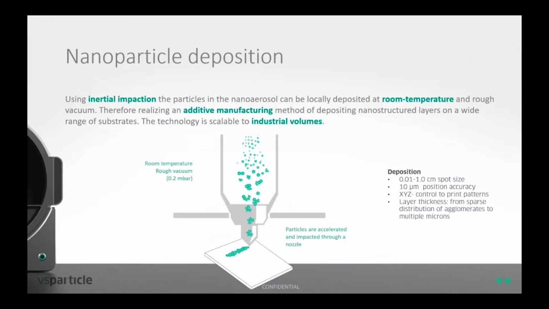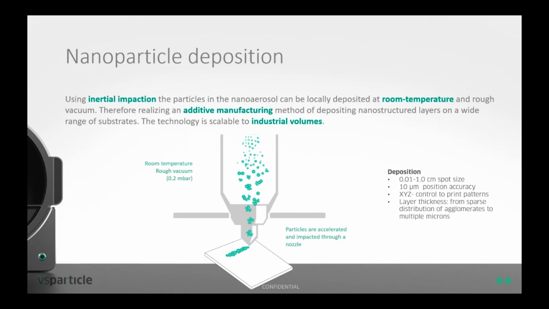Hi, so the nanoparticle deposition is based on inertial impaction. As you can see on the top of the vacuum chamber, the nanoaerosol flows into the system, and via pressure difference, the nanoparticles are accelerated through a nozzle and impacted on the substrate. We have a rough vacuum, so around 0.2 millibar while we are printing. And the current spot size ranges from 100 micron to 1 centimeter, depending on the nozzle type you use and the distance from the nozzle to the substrate.